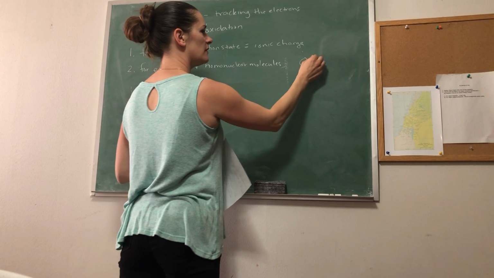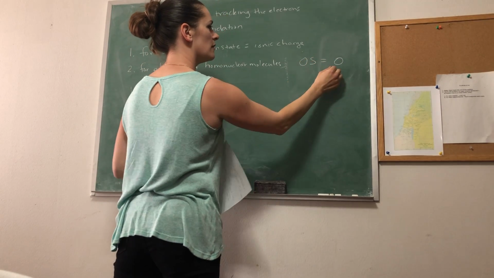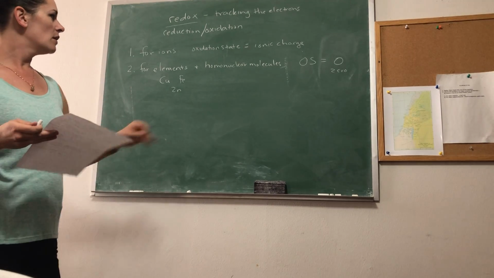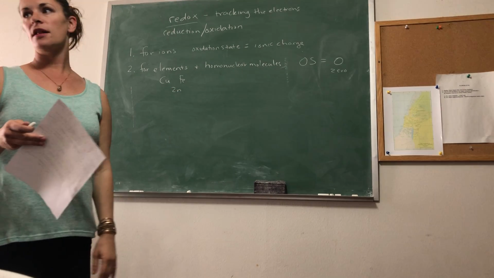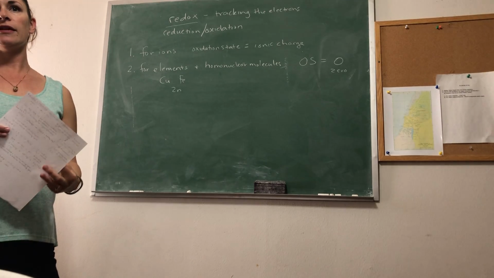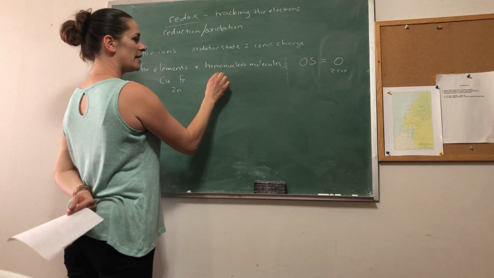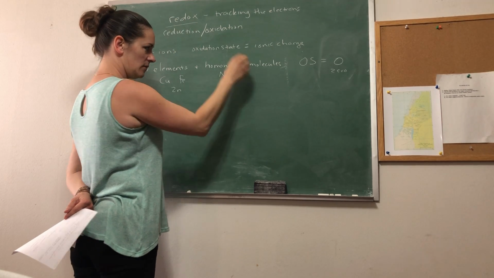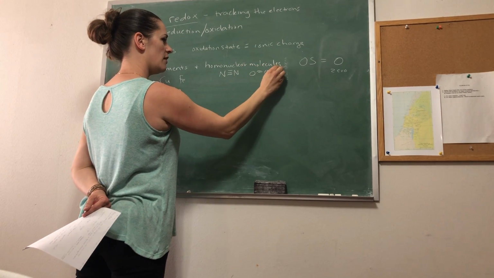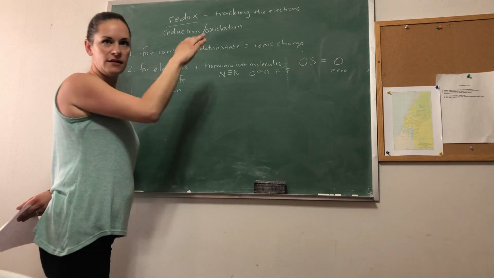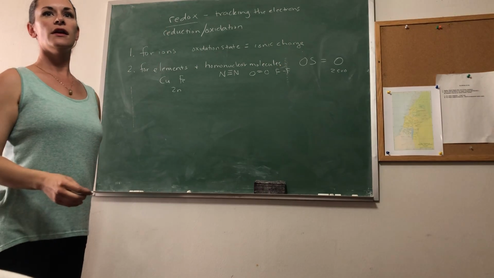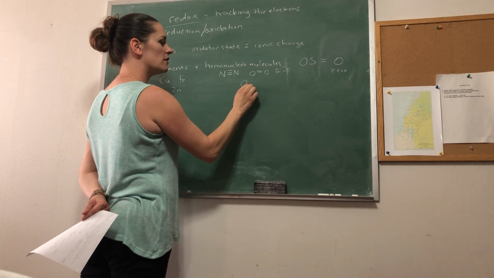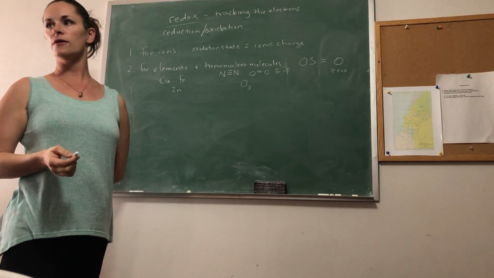The oxidation state is 0. Okay? Now this is homonuclear molecules, not just homonuclear diatomics. So homonuclear diatomics are like N2, O2, F2, all the halides, Cl2. Those are homonuclear diatomics, but homonuclear molecules also includes O3, ozone.